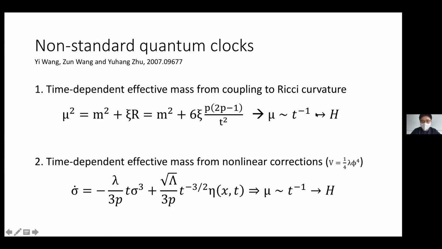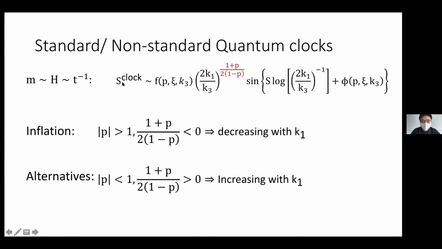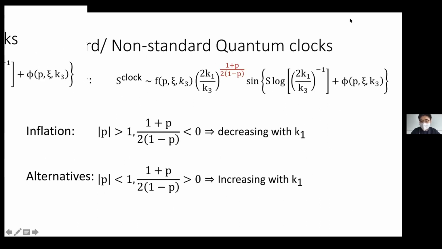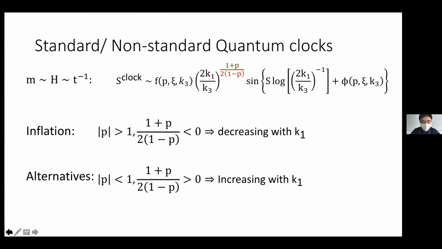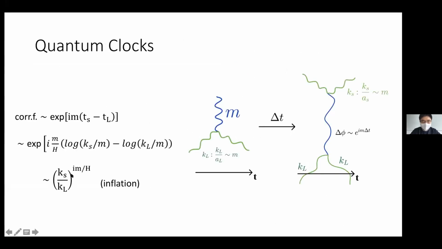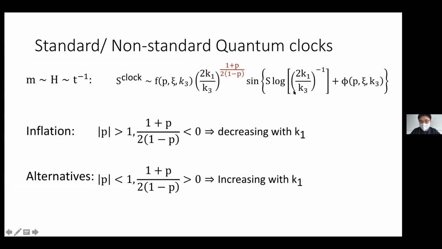So the signal will be like this. We can see that the oscillation term is the same as in the inflation case of the standard clock, e to the log k. This part is the same. So fortunately, we can still distinguish these two signals by the prefactor.